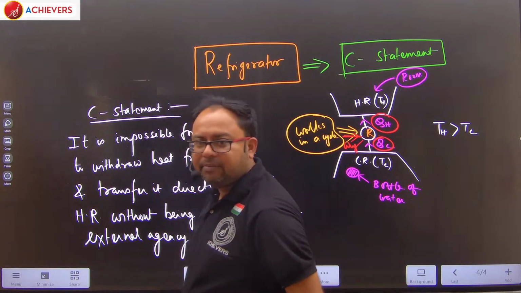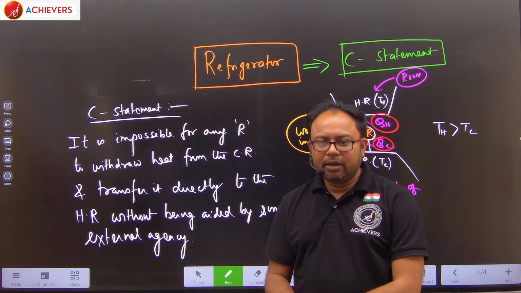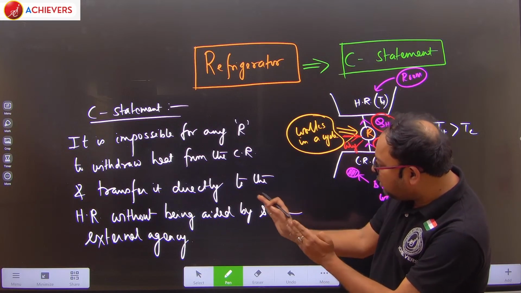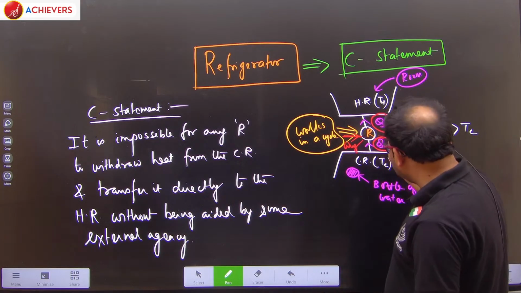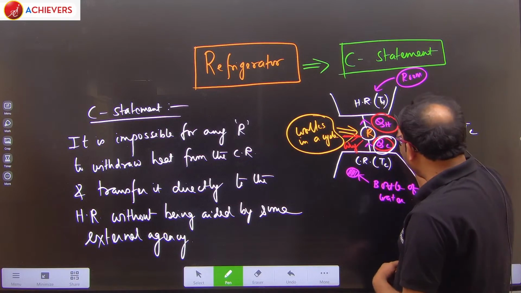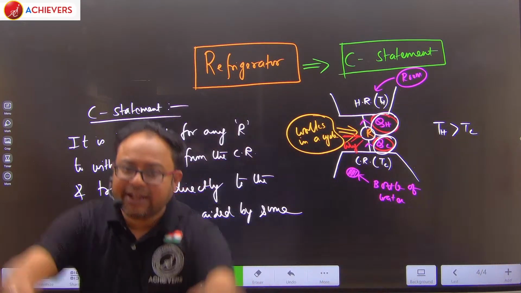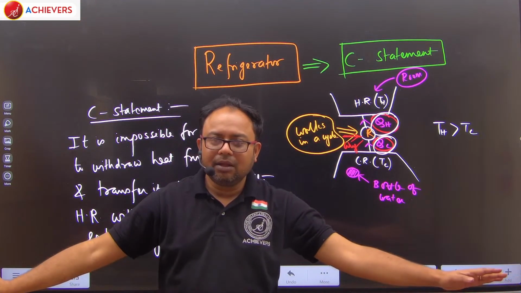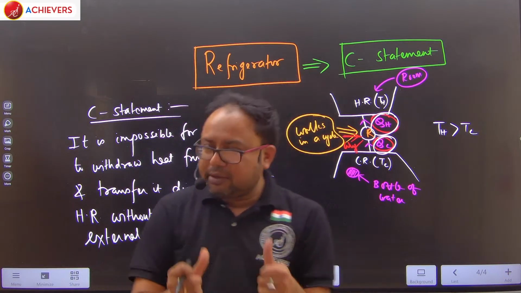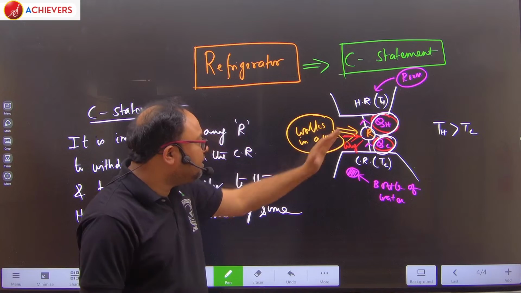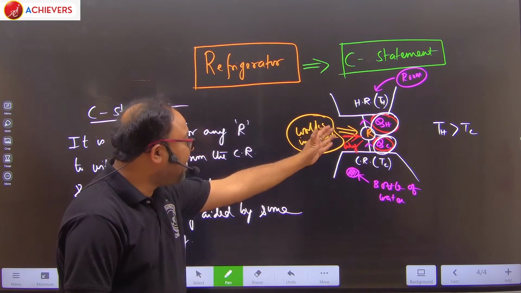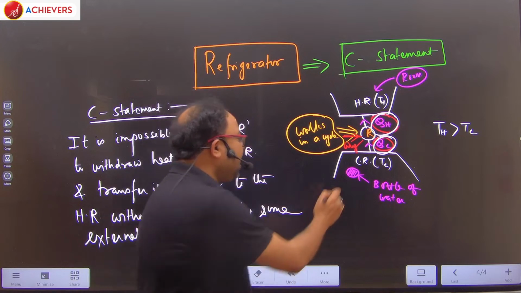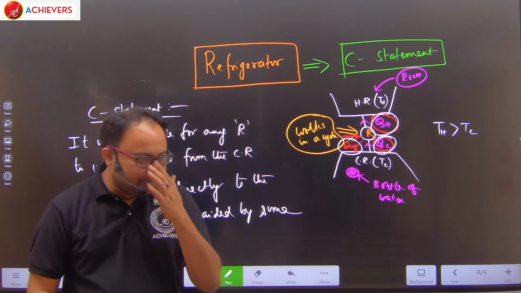Let us ponder this statement. If we ponder this statement, we see that it is impossible for any refrigerator to withdraw heat from the cold reservoir and transfer it directly to the hot reservoir. You can't just withdraw QC amount of heat from the cold reservoir and transfer that amount of heat to the hot reservoir. That is impossible. In order to do so, the device has to be supported by some external agency. And that is nothing but W cyclic.